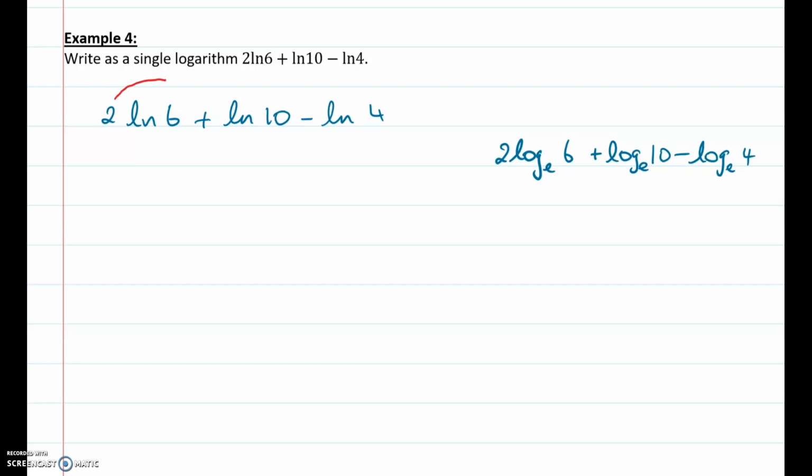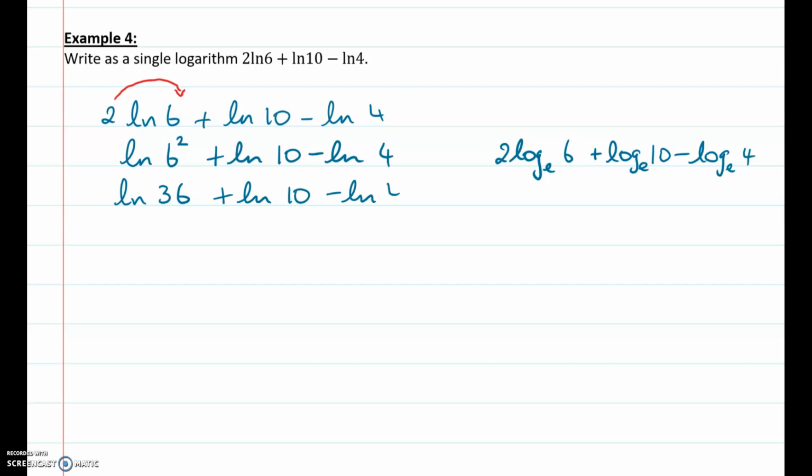So let's move this 2 up. This is using the power rule, and that's going to give us the log of 6 to the power of 2. The other parts we're not going to change yet. Okay, so they stay the same. Now log of 6 squared, let's tidy that up. That's going to be log of 36 plus the log of 10 minus the log of 4.